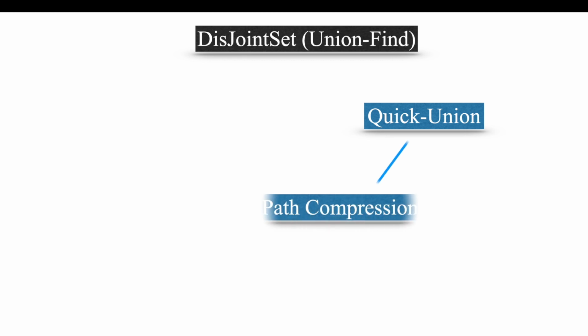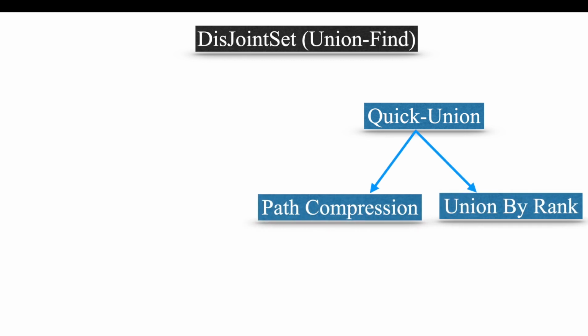Hello everyone, let's design DisjointSet with QuickUnion. Then we further optimize QuickUnion using path compression and union by rank. This is going to be a very interesting one. Please watch till the end. Before moving on to that, let's understand why we need DisjointSet.